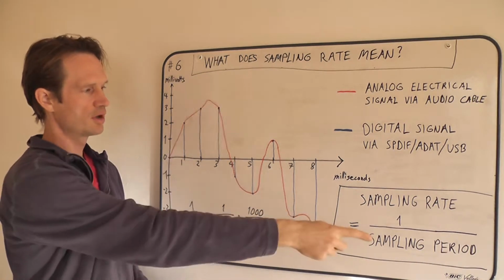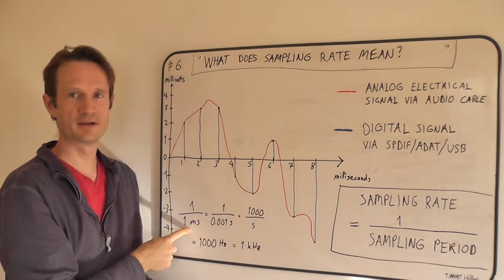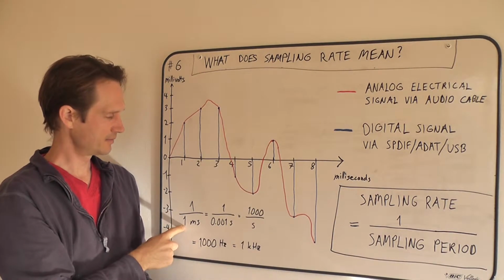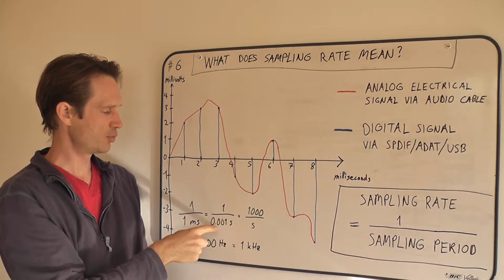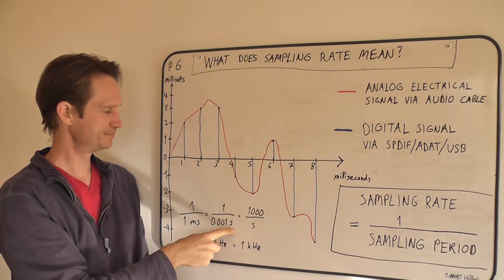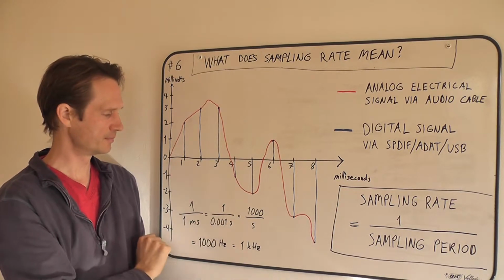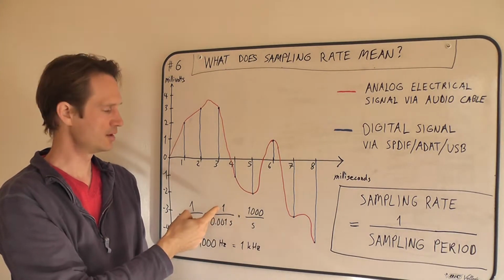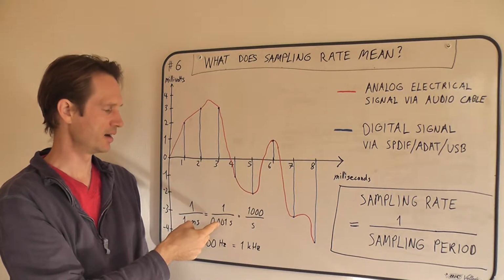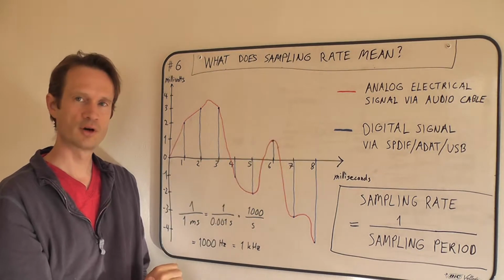So using our formula, 1 over 1 millisecond. Well, 1 millisecond is 0.001 seconds. So I just replaced it here in the denominator. And then we'll multiply the numerator and the denominator by 1,000 each, which gives us 1,000 over a second.